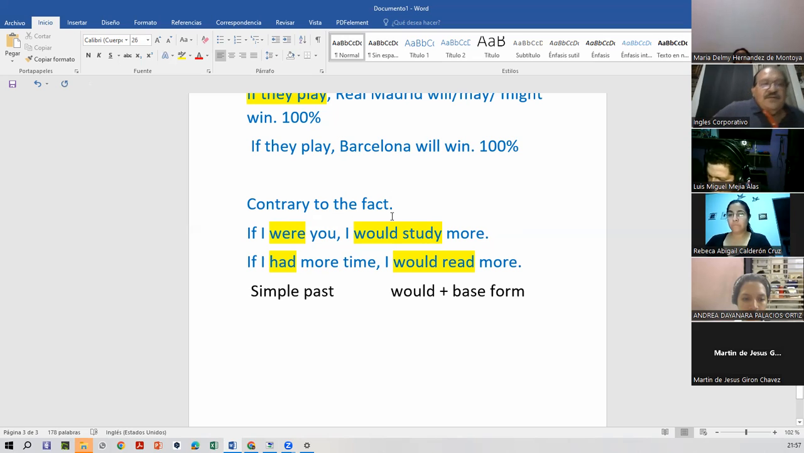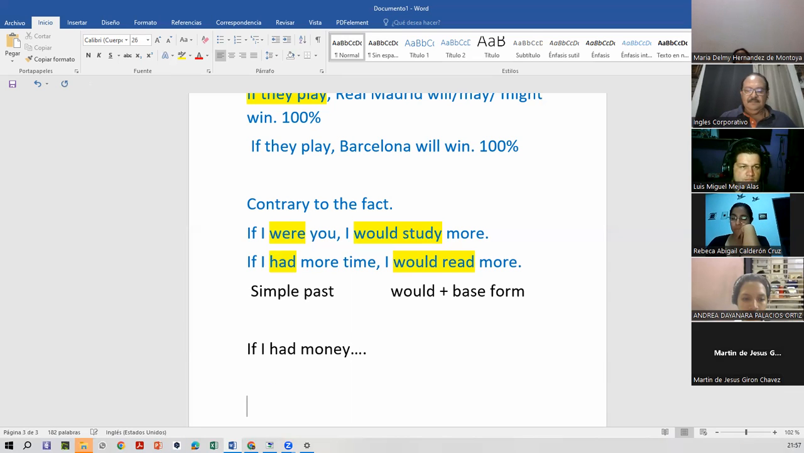Okay, so if they say, if I were you, it means I am not you. If I had more money, or if I had money, okay, you have to be careful. If I had money, or if I had more money. What's the difference in these two sentences? If I had money, or if I had more money.